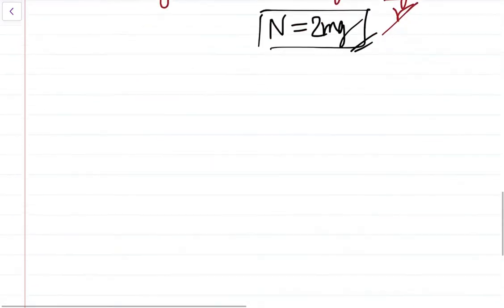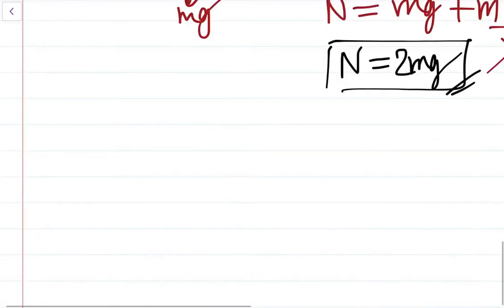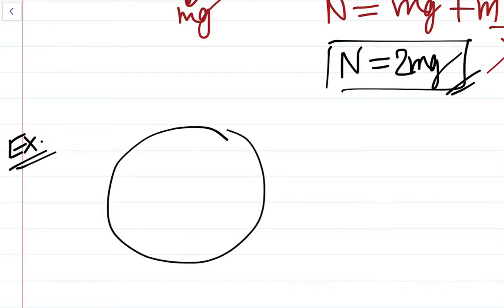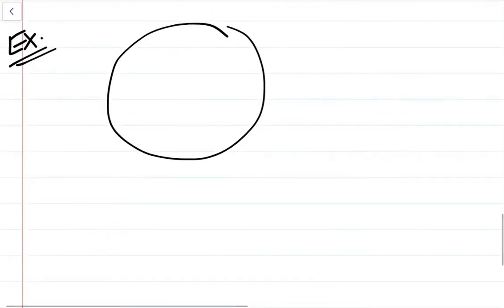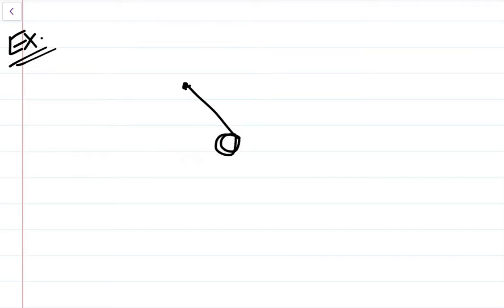Let's do another example. There is no theory whatsoever in this, we just have to apply Newton's laws of motion. So let's assume that this is a circle, and this is the center, and this is a string which is connected to the bob here. This is the bob, and it is revolving in a circle like this.